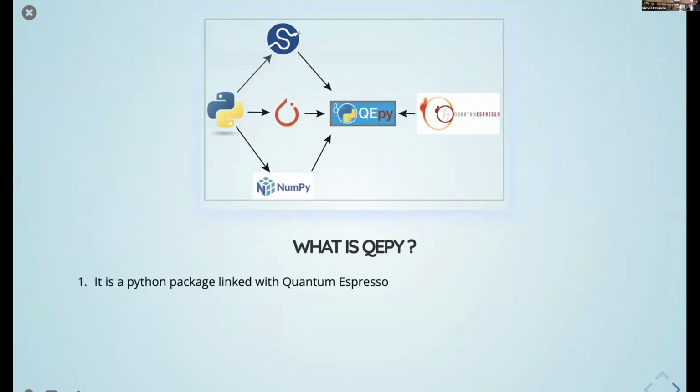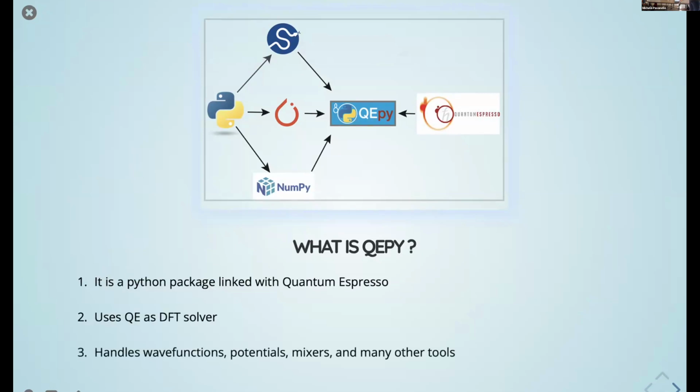So what is QEpy? It's a Python package linked with Quantum Espresso. It uses QE as the DFT solver. Also, it handles wave functions, potentials, mixers, and many other tools, and can be integrated with ASE, ML libraries, and workflows. Essentially, the goal is to make sure all roads in computational material science lead to QEpy. So Quantum Espresso, and NumPy, and all the Python-based packages, it's like at the top, and you can use everything.